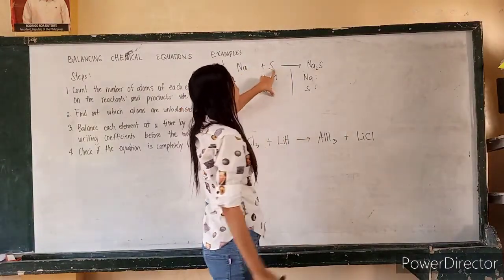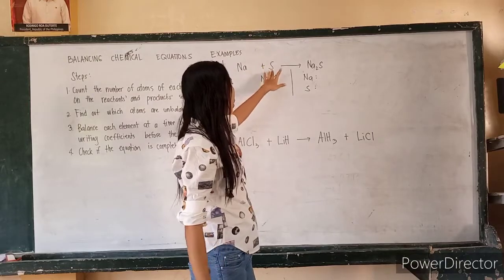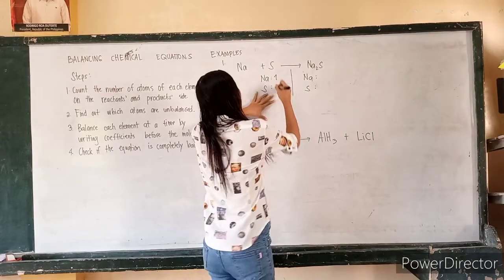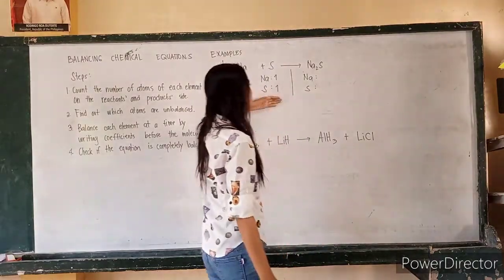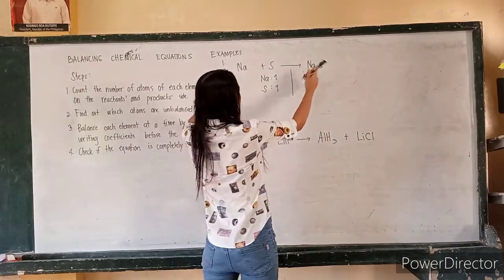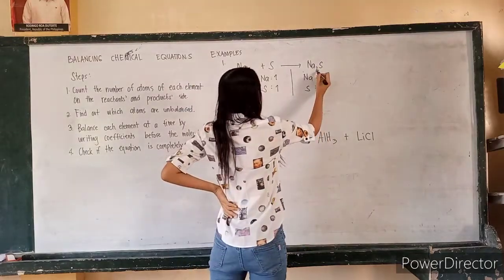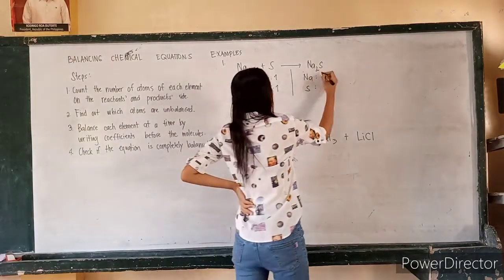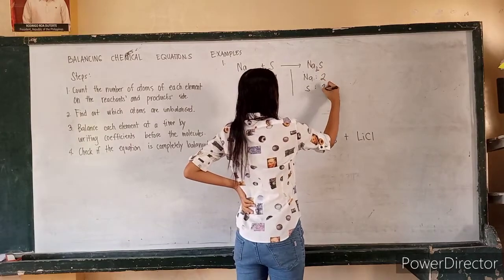On the other side, its counterpart, one S. So the reactant has one S. Now, on the product side, we can see the imbalance of the equation. Because your Na has a subscript, your Na has 2 atoms, while your S, sulfur, still has 1.